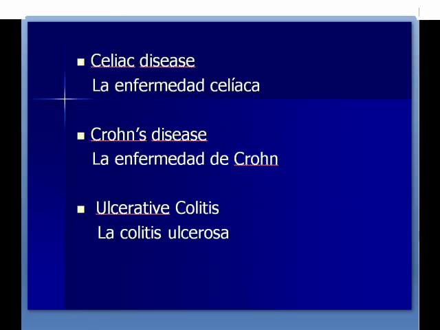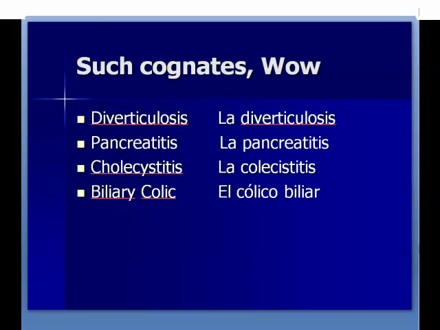Moving on, ulcerative colitis, la colitis ulcerosa. And more, just testing out that Spanish accent. Diverticulosis, la diverticulosis. Pancreatitis, la pancreatitis.